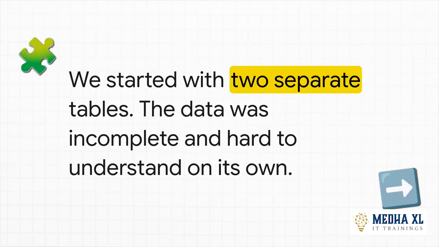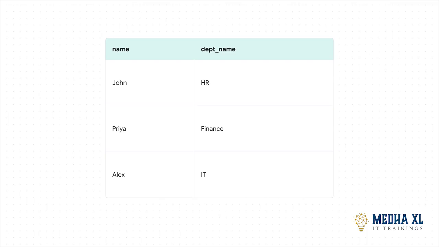So we've written the query, we've given the database its instructions, so what's the big payoff? Remember where we started, with two separate, pretty unhelpful tables. And boom, here it is. Just look at that. One single combined table that makes perfect sense. Now we can clearly see John is in HR, Priya is in finance, and Alex is in IT. All that confusion, gone. Now that is the power of a SQL join.